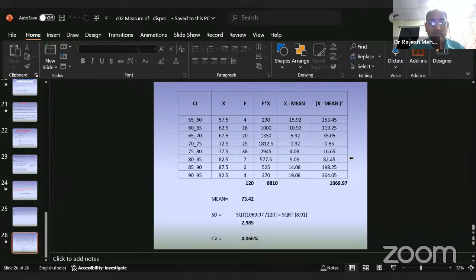So now I'm summarizing the same thing. I will share the screen.